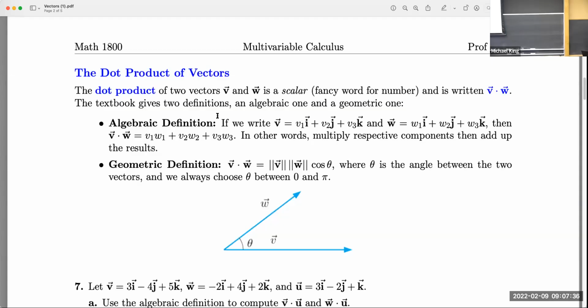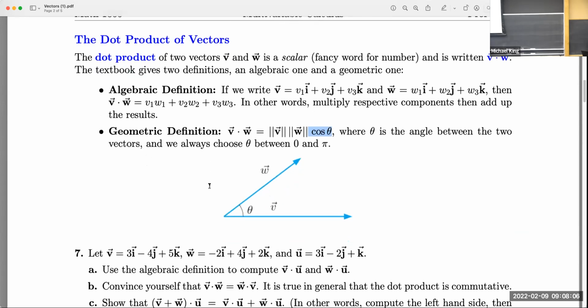So we have these definitions. We have this algebraic definition where you just take the common components, multiply them, and add. And then we have this geometric definition that you can also take the length of one vector times the length of the other vector times the angle between them. So that's kind of neat. It's not obvious at all that these are the same definition, like I said, there's an argument on the very last page of this handout.